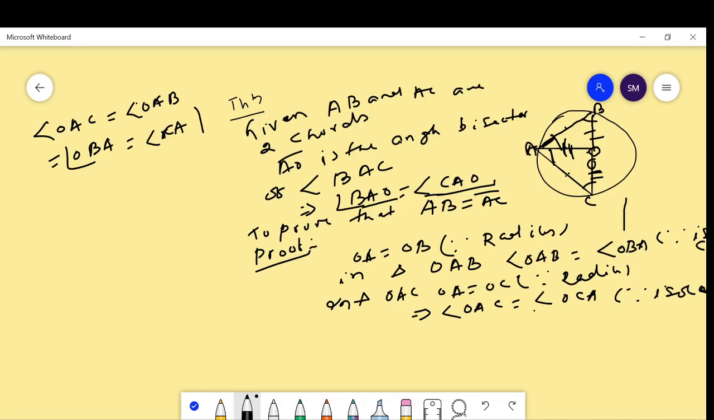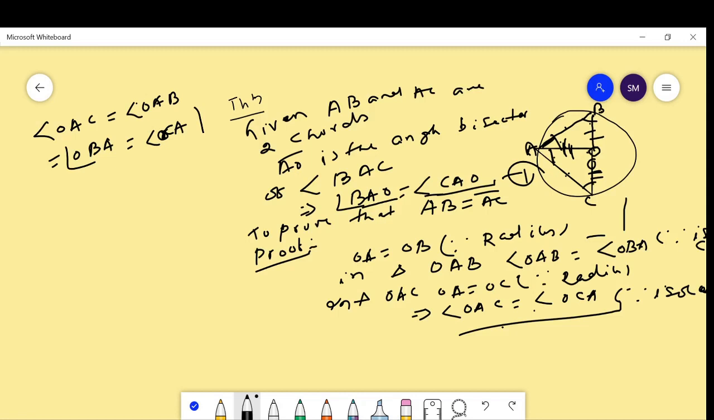Okay, look at here. These two angles are equal, and here these two angles are equal. This shows that this angle is equal to this angle is equal to this angle is equal to this angle.